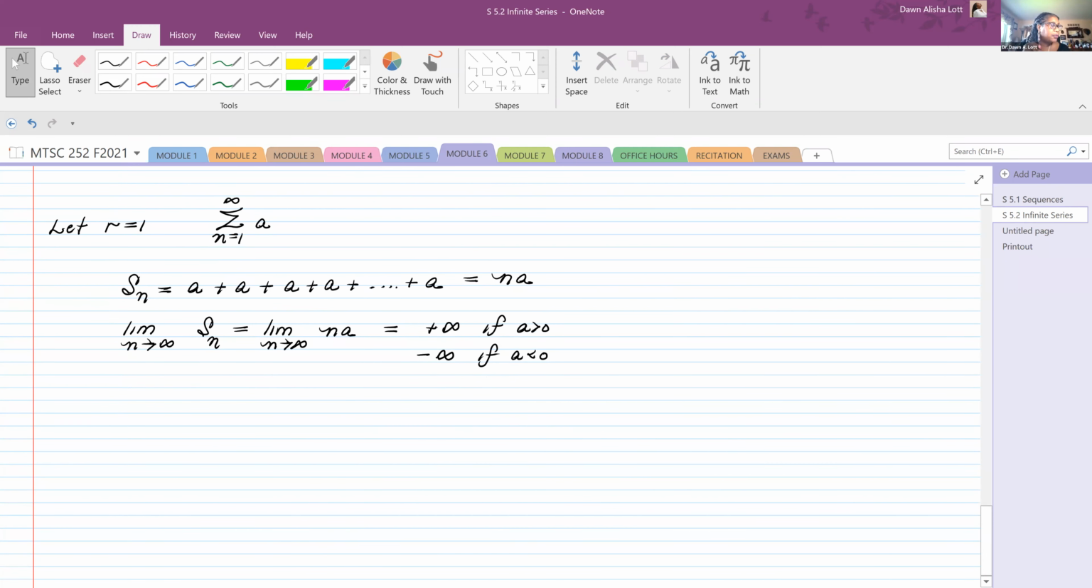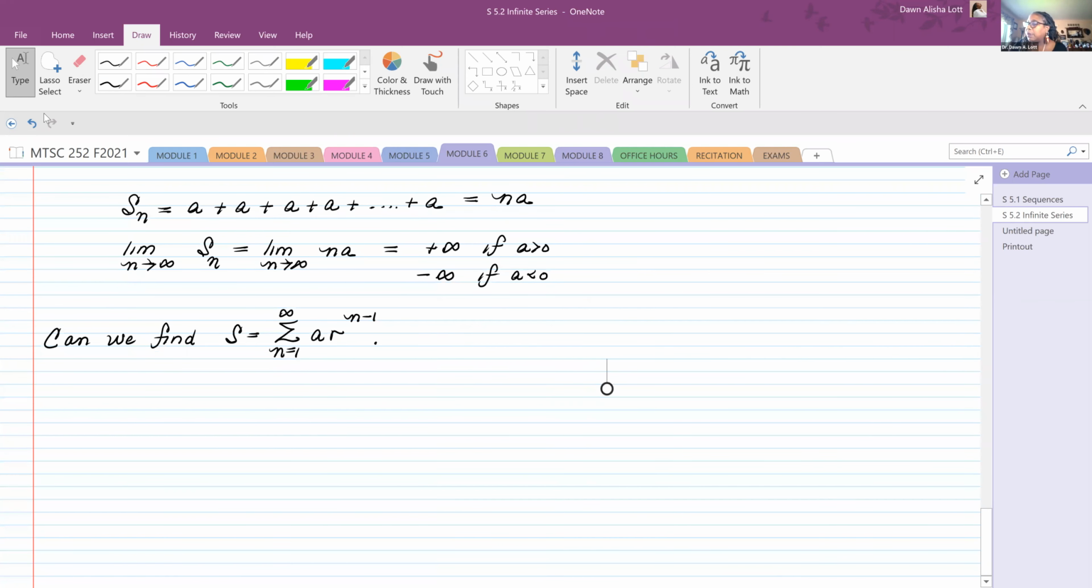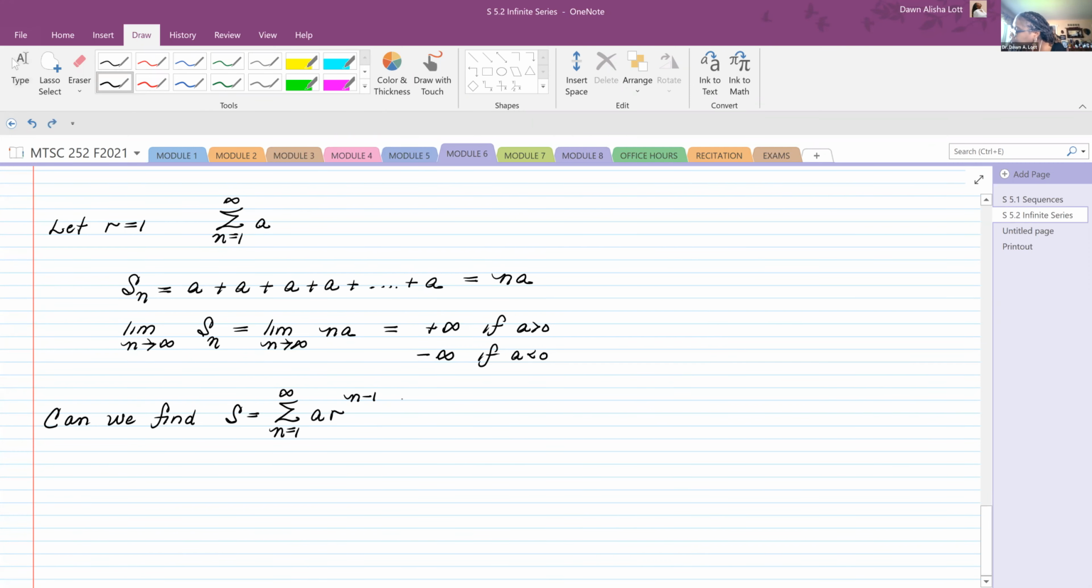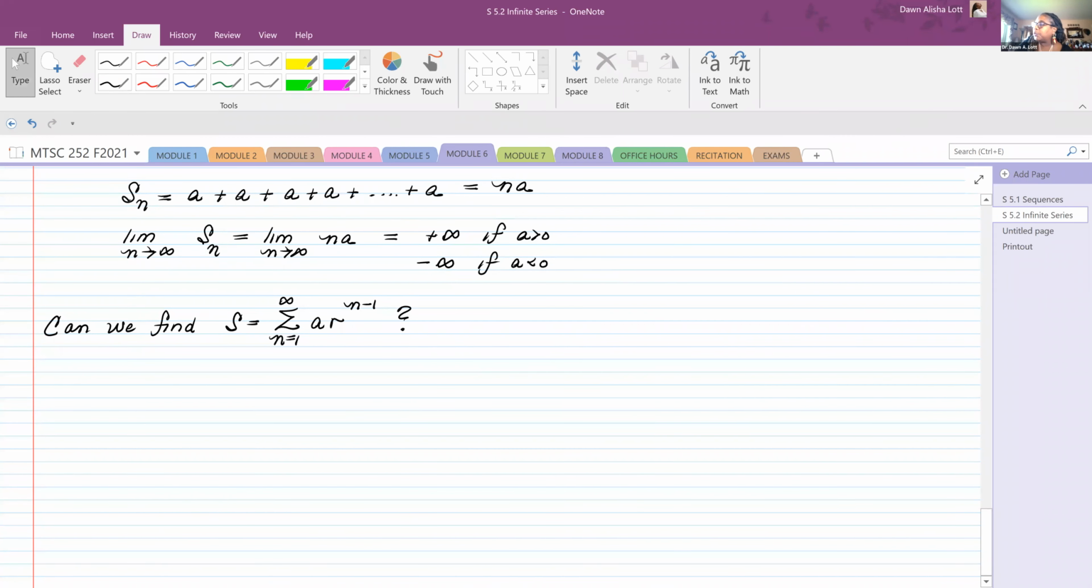All right. So now let's try to figure out what the actual sum of this thing is. Okay. So can we find S equal to the sum n equal 1 to infinity of a r to the n minus 1? Can we actually find what S is? Okay. So let's see if we can find that.